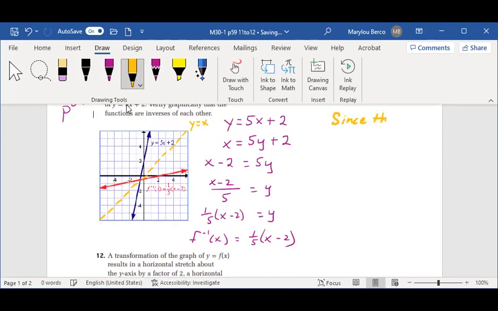Since the graphs are reflections of each other in the line y equals x, the functions are inverses of each other.